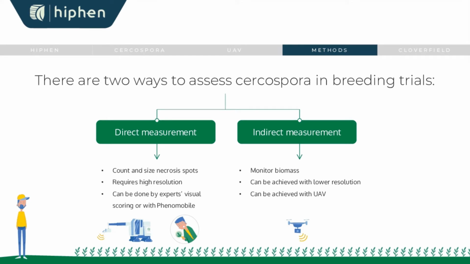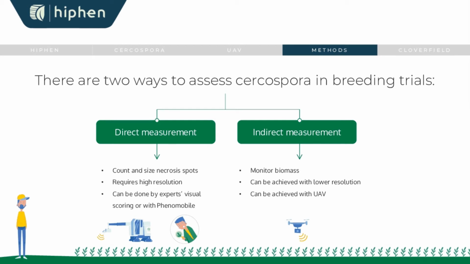What we call the direct measurement, and this is probably the best and most effective way to do it, is to really assess exactly what we can see with a human eye. So here we are talking about directly assessing the number of spots on the leaf, and this requires very high resolution. This can be done by us humans, because our eyes are really optimized to get this level of information and spot the very details that we are interested in here.